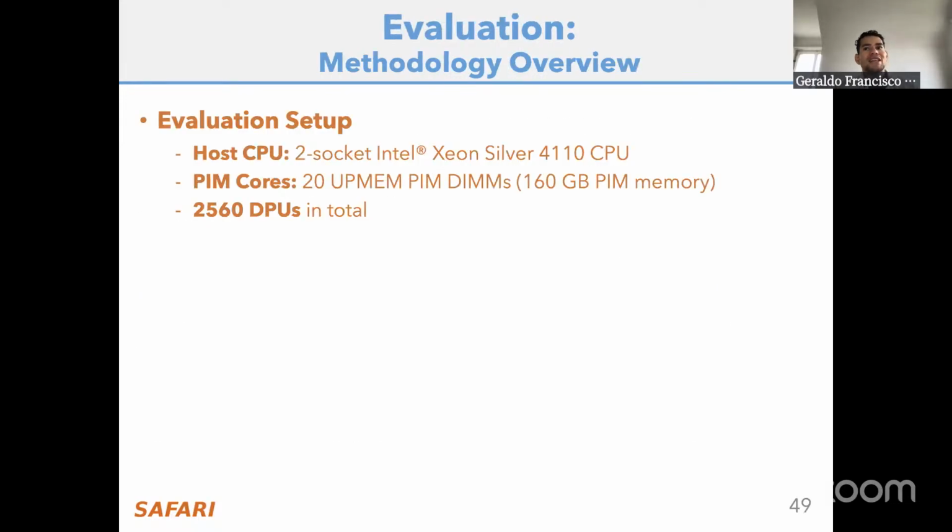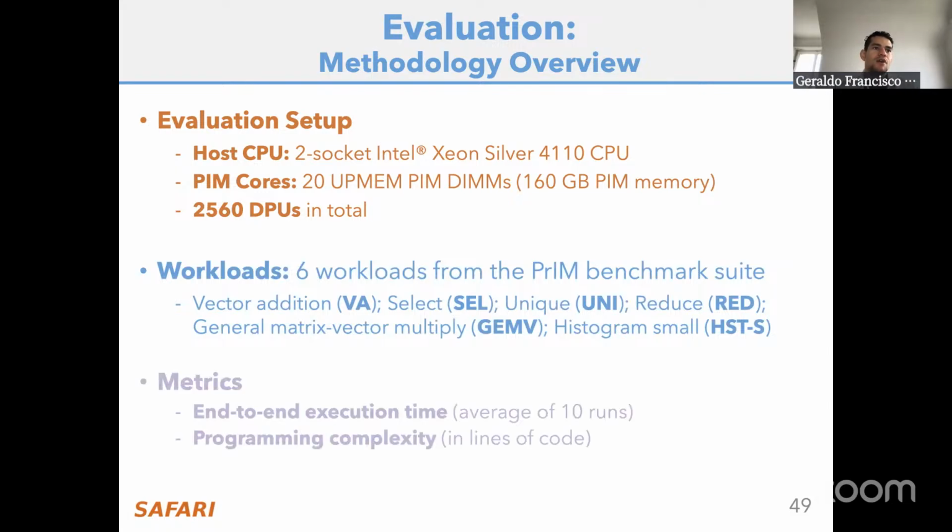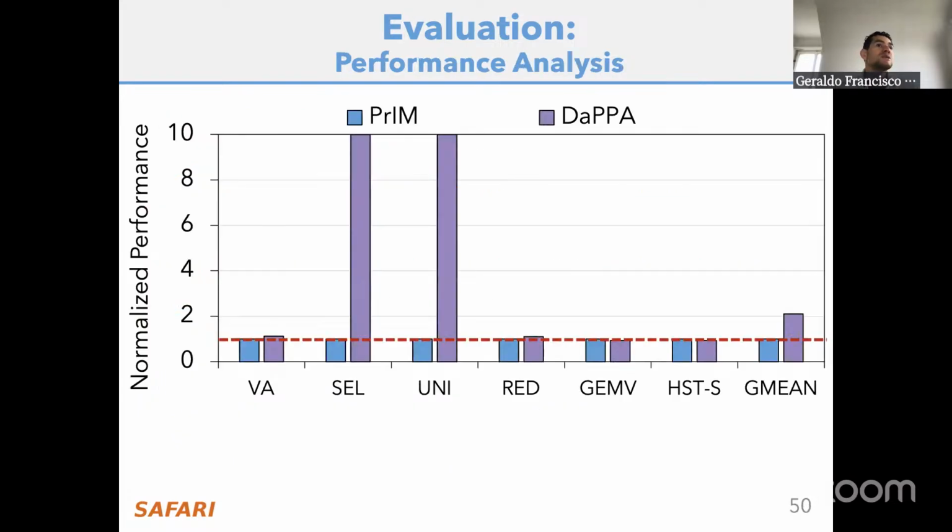We evaluate DaPPA using a real UPMEM system with more than 2,000 cores, and we use six workloads from the PrIM benchmark suite in our analysis. We compare DaPPA's performance and programming complexity against the hand-optimized PIM workloads. In this plot, we show DaPPA's performance normalized to the hand-optimized PIM implementations.